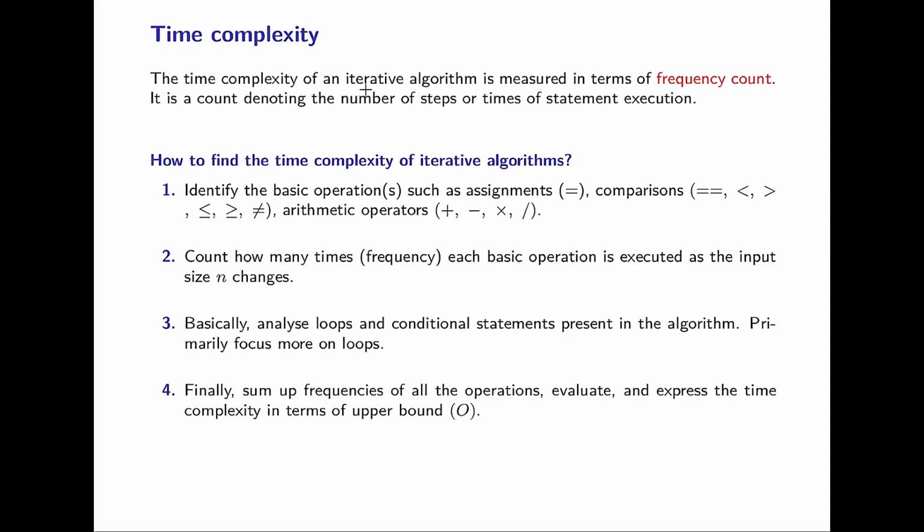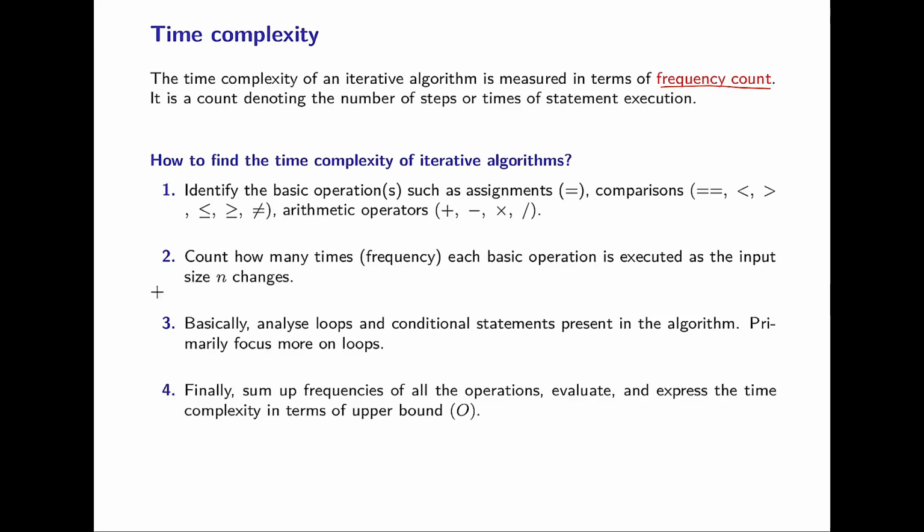The time complexity of an iterative algorithm is measured in terms of frequency count. We have seen earlier why we calculate the time complexity of an algorithm using the frequency count method, especially for an iterative algorithm. Now, what is the frequency count? That also we have seen, but to recall, it is a count denoting the number of steps or times of statement execution. So how to find the time complexity of iterative algorithms?